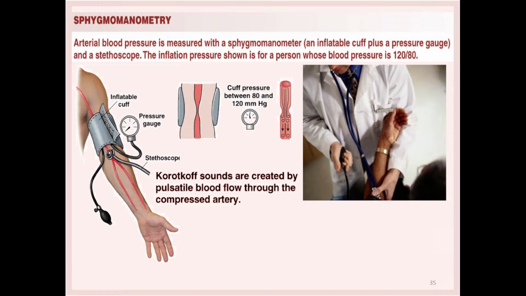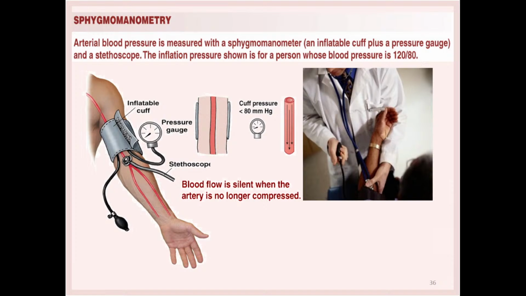Korotkov sounds are created by pulsatile blood flow through the compressed artery. You can see this is the turbulent flow, so consequently it is noisy and can be auscultated. So the next, the air continues to be released from the cuff. Blood flow becomes laminar and becomes silent.